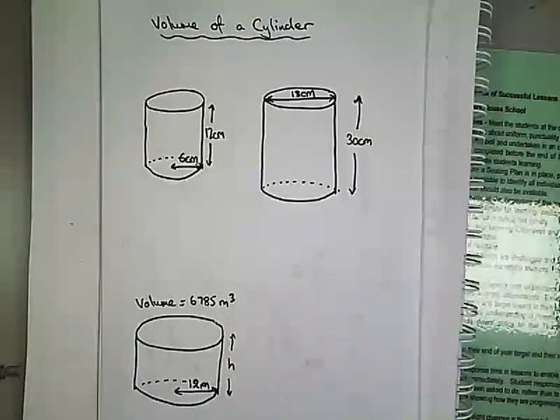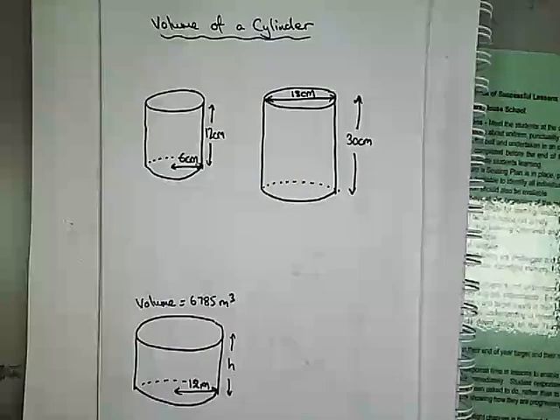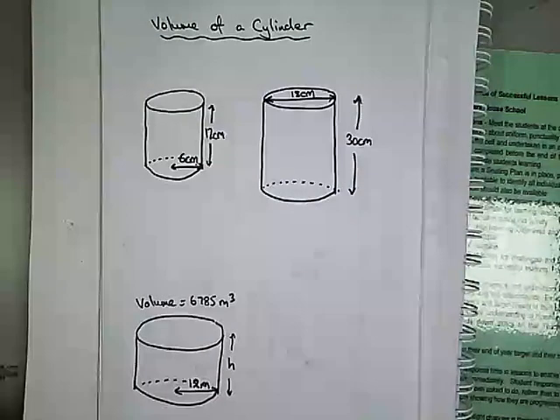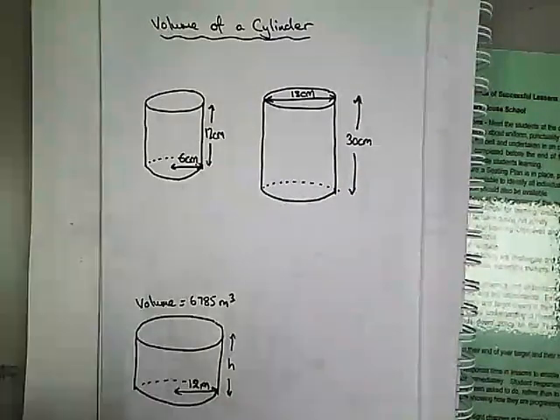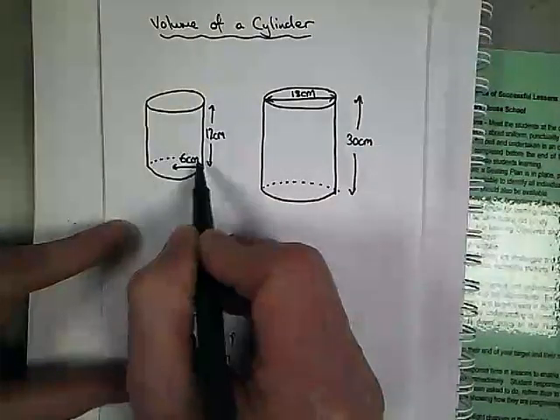So the volume is how much space something is taking up, okay? So the volume of the cylinder would be all of the volume inside this cylinder, okay? And there's a nice easy way to work it out for a cylinder. We need to work out the area of the circular base.